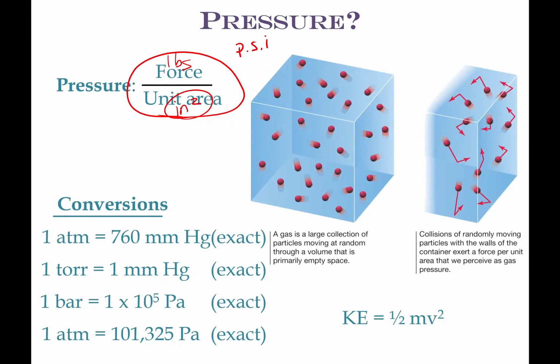Now we're not going to use that very often. In science, we use some different units, and these are some of the units that we use. So 1 atmosphere is the pressure that is basically what we're at around our environment. We're used to about 1 atmosphere. 1 atmosphere is equal to 760 millimeters of mercury. This is also equal to 1 torr. So 1 torr is equal to 1 millimeter of mercury.